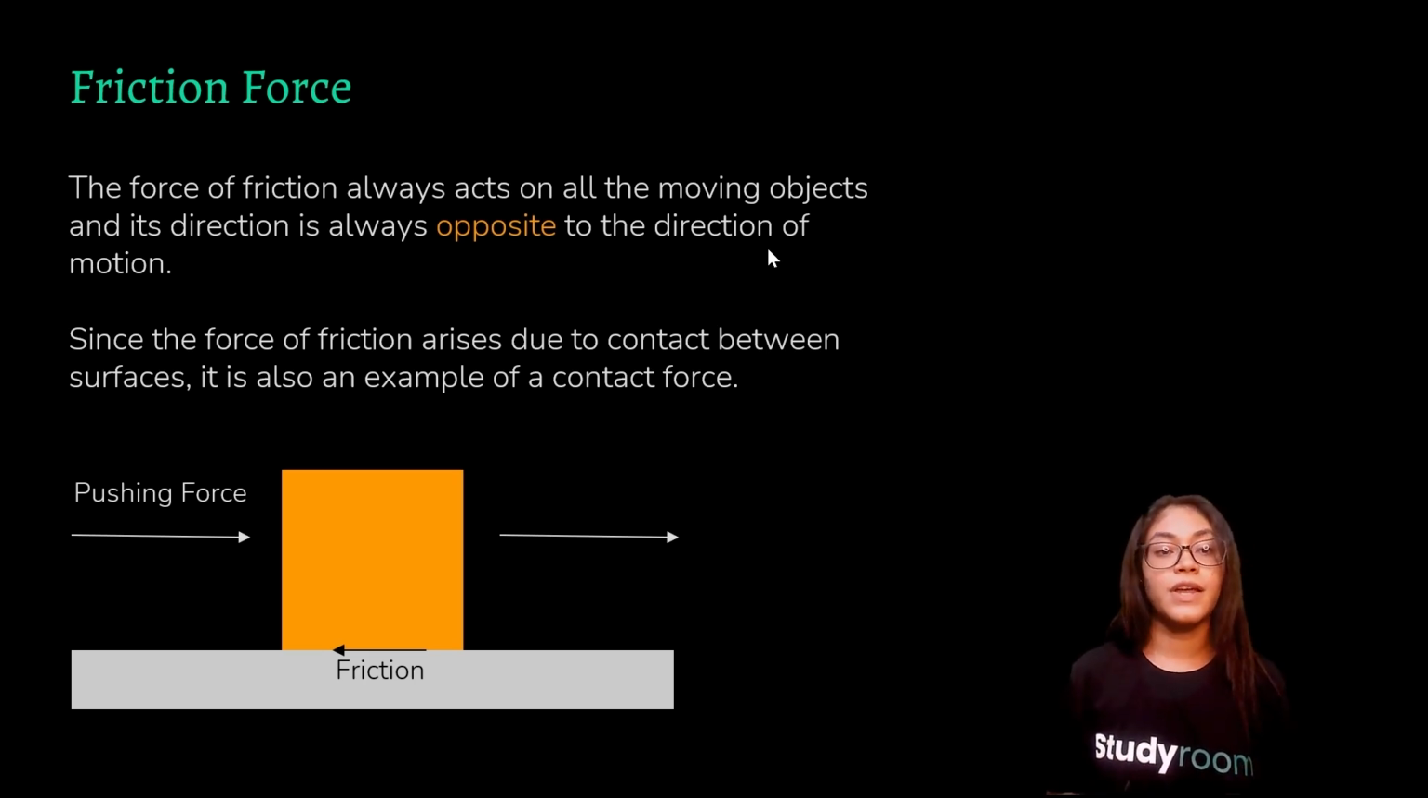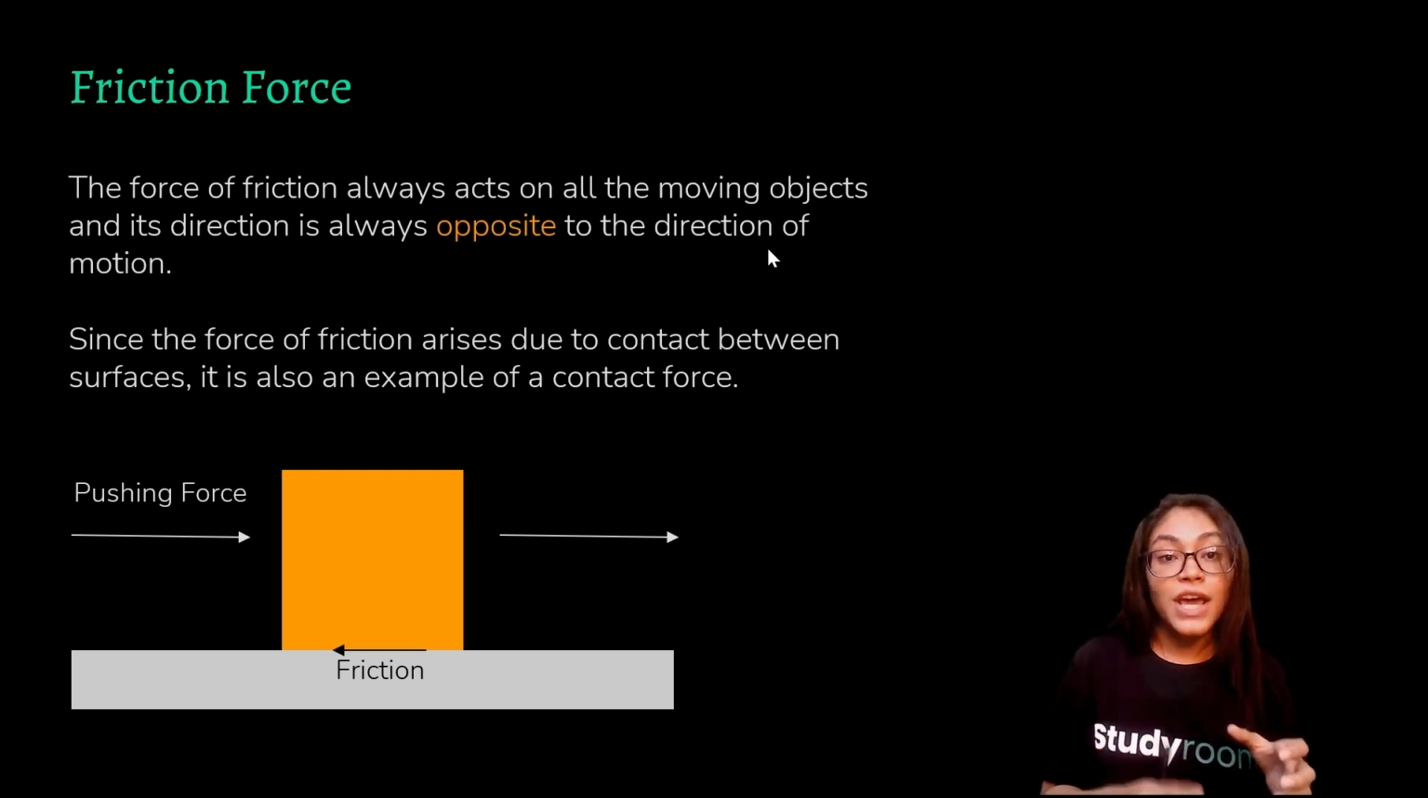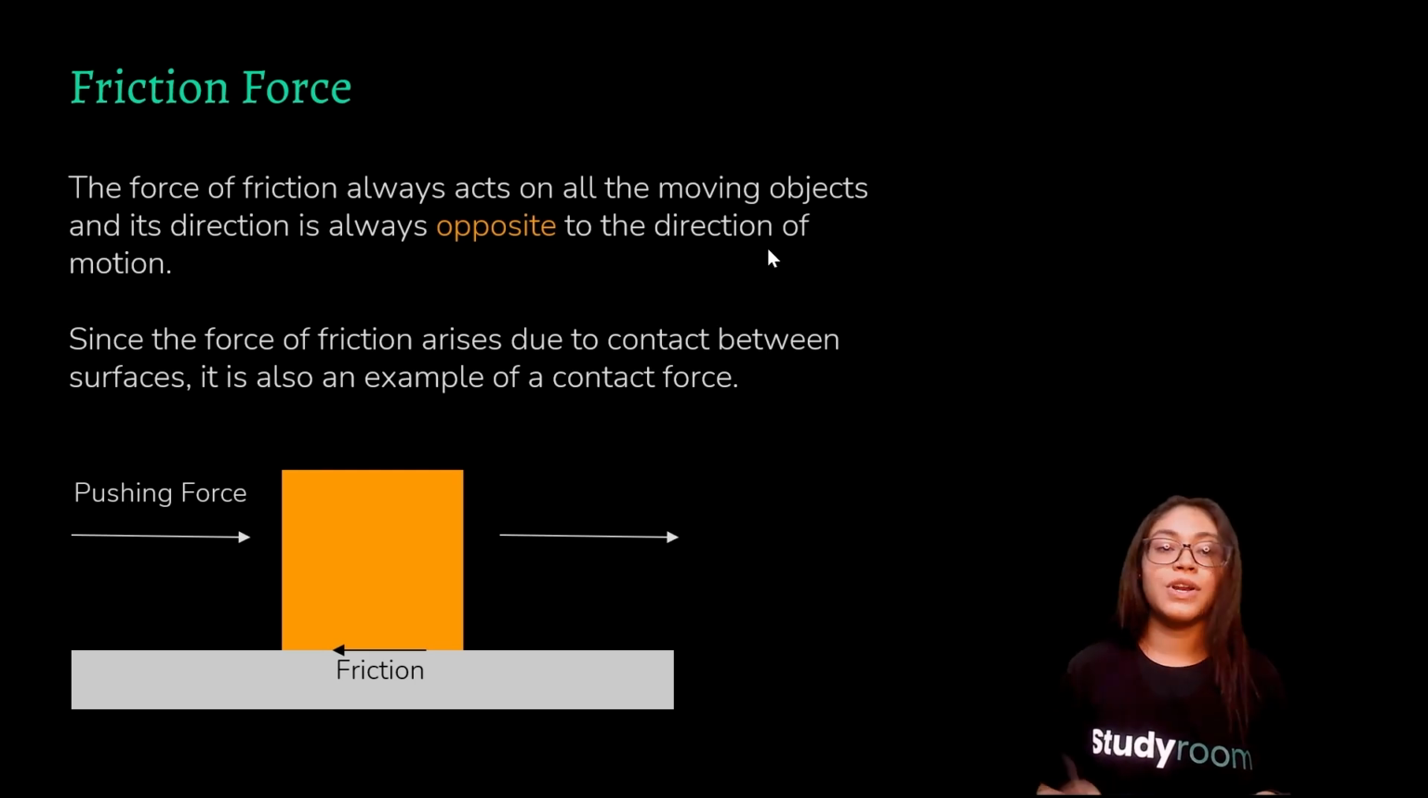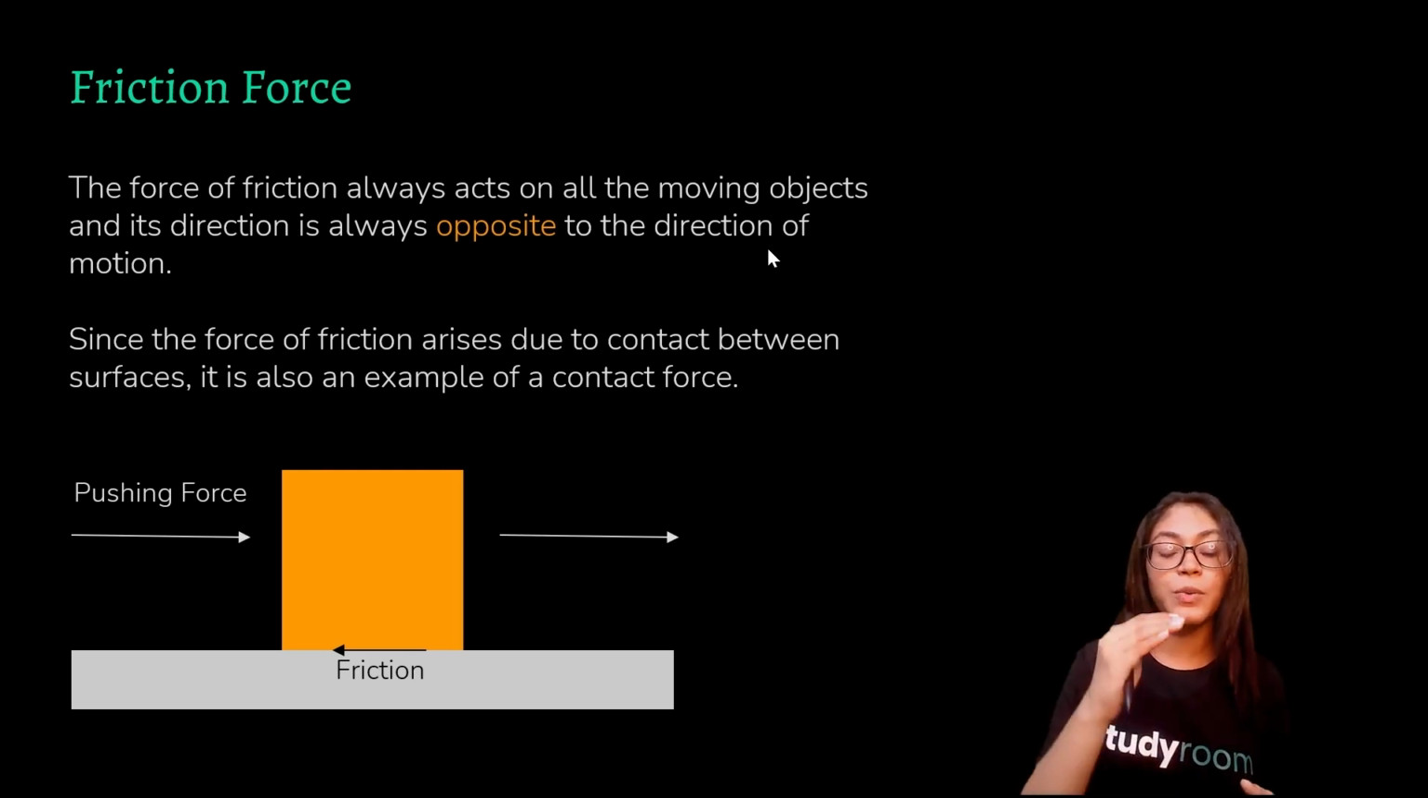So therefore we can say that the force of friction always acts on all the moving objects. When an object is in motion, it only acts at that time. And its direction is always opposite to the direction of motion. Very important, it is opposite. Since the force of friction arises due to the contact between the two surfaces, it is an example of contact force. Definitely, there is a point of contact between the box and the ground. So, therefore, this is known as a contact force.